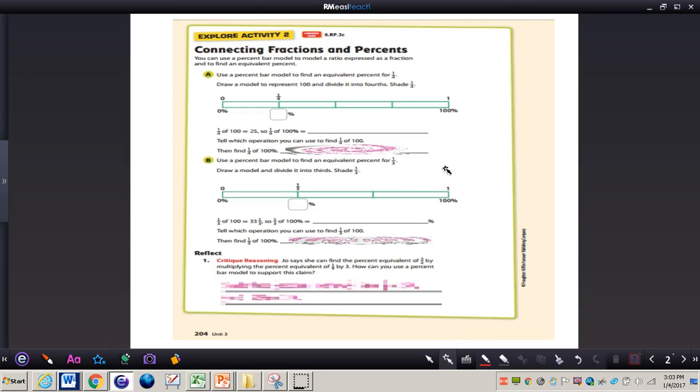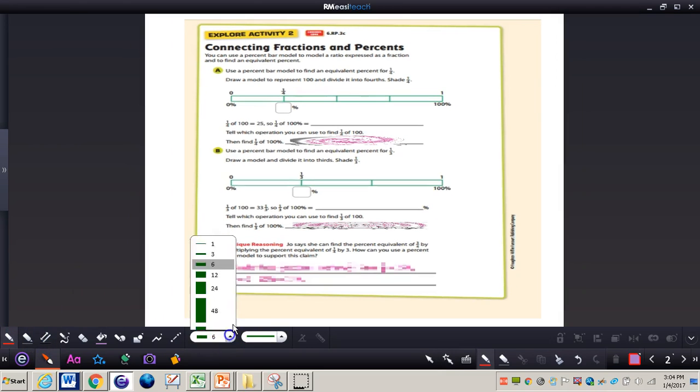Okay, let's turn your books to page 204 now. And it says connecting fractions and percents. It says you can use a percent bar to model a ratio expressed as a fraction and define an equivalent percent. So for letter A, it says use a percent bar model to find the equivalent percent for 1/4. Draw a model to represent 100 and divide it into fourths and shade 1/4. So we can see that this bar represents 100%, the total bar here. And why do we divide it into fourths? Because we see that we need to represent 1/4. Okay, so we have to divide this bar into fourths. And then what we could do from here is shade the bar in.